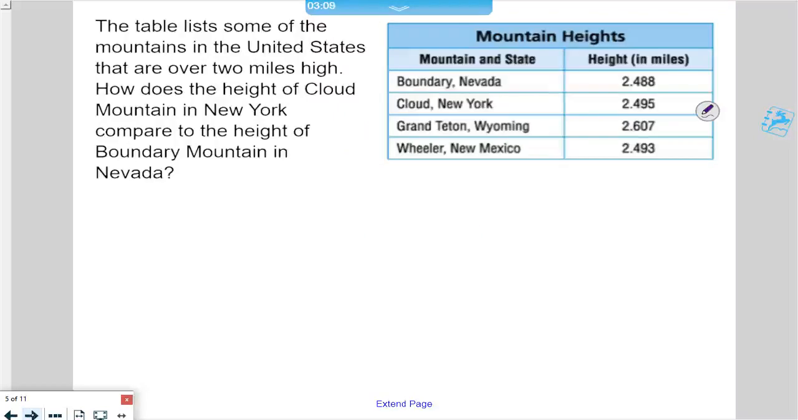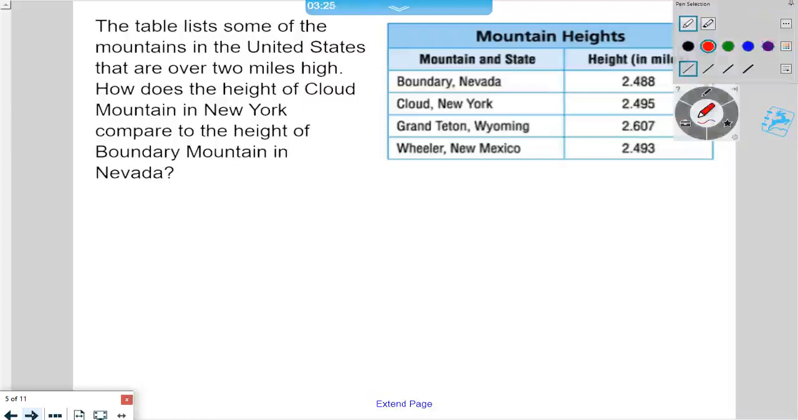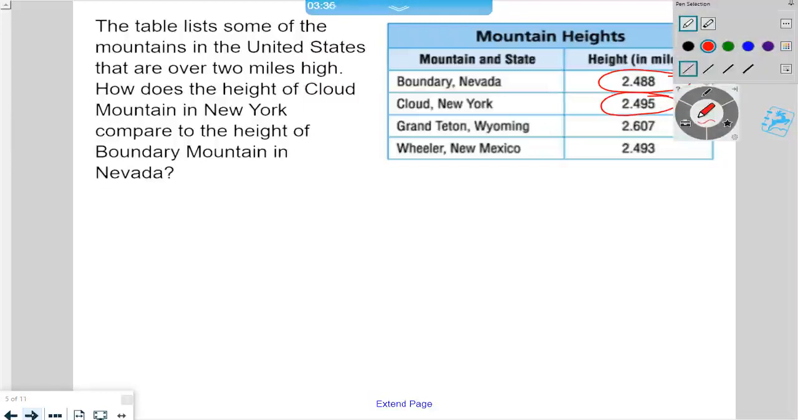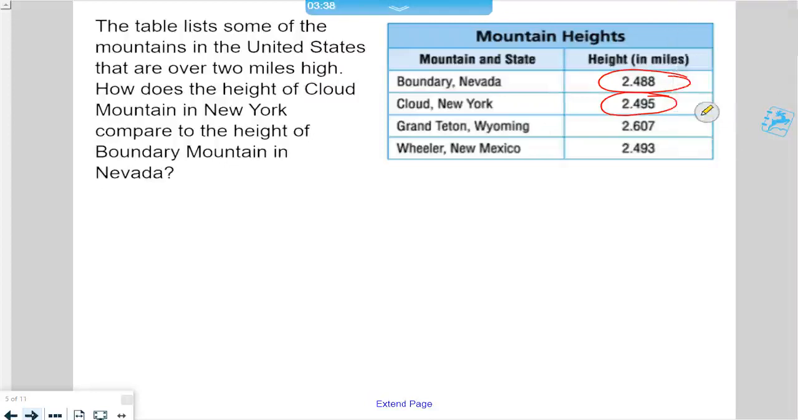All right. Mountain heights. The table lists some of the mountains in the United States that are over 2 miles high. How does the height of Cloud Mountain in New York compare to the height of Boundary Mountain in Nevada? So first thing we're going to do is find our important numbers that we're going to use. So it looks like we're going to need Boundary and Cloud Mountain. What question are they asking us is, how does the height of Cloud Mountain in New York compare to the height of Boundary Mountain in Nevada?